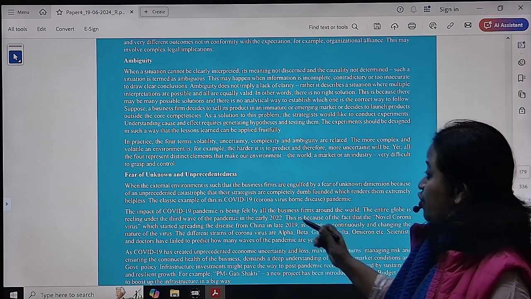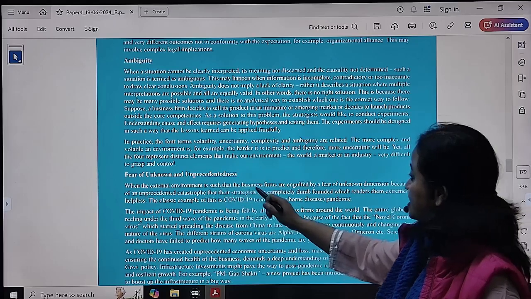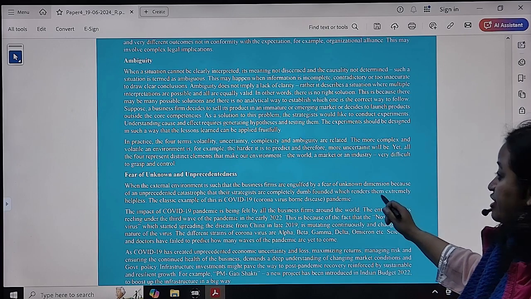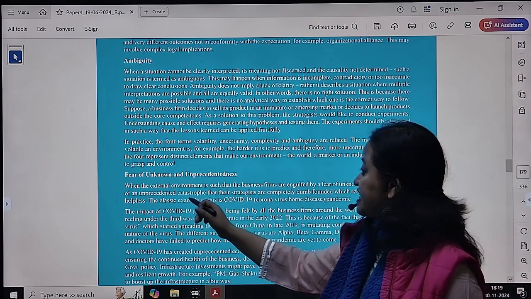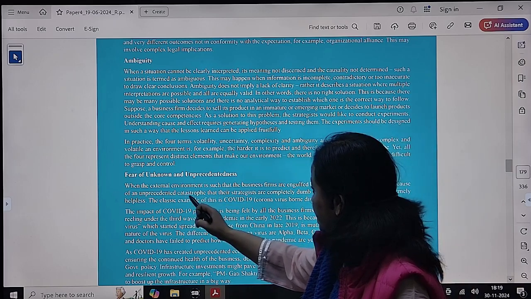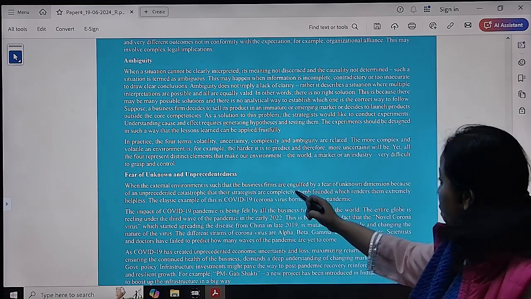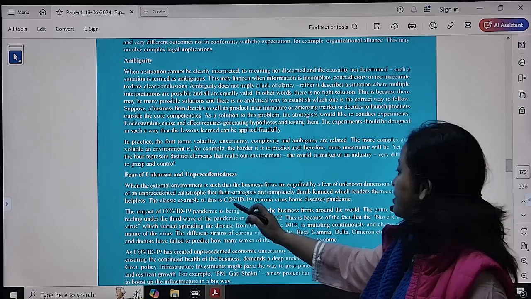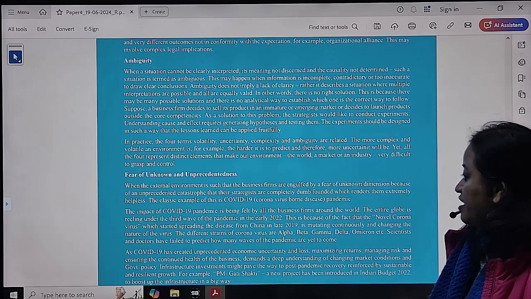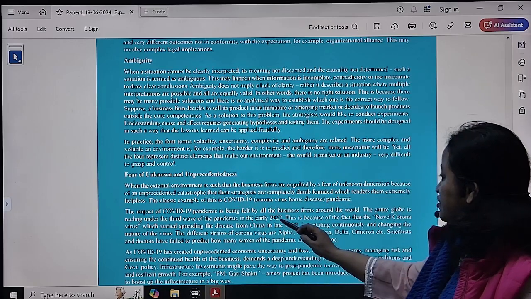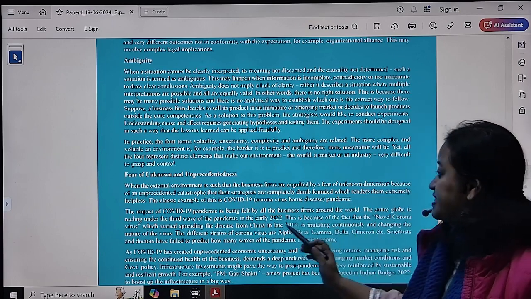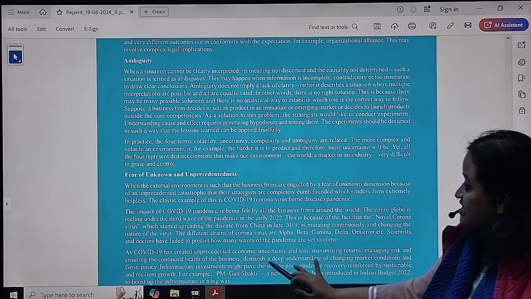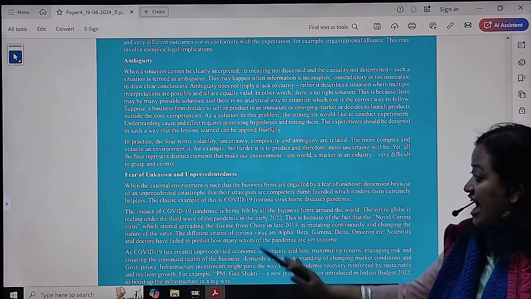Okay, so when the external environment is such that the business firm are engulfed by a fear of unknown dimension because of an unprecedented catastrophe, that their strategies are completely dumbfounded, which renders them extremely helpless. The classic example is COVID-19 pandemic. So here in the year 2022, the entire globe is reeling under the third wave of the pandemic in the early 22. So this is the example of your fear of unknown and unprecedentedness.